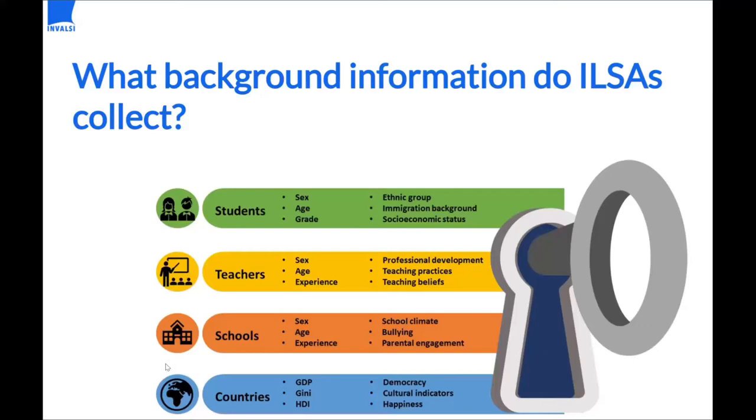In general, on average, each of those studies that I was telling you about collects around 700 background variables. So pretty much anything that you need to know about the context in which learning happens is going to be there. You just have to look at the frameworks, look at the data set, and you will have really a wealth of information that you can use to produce different hypotheses or to test different educational, sociological, political hypotheses.